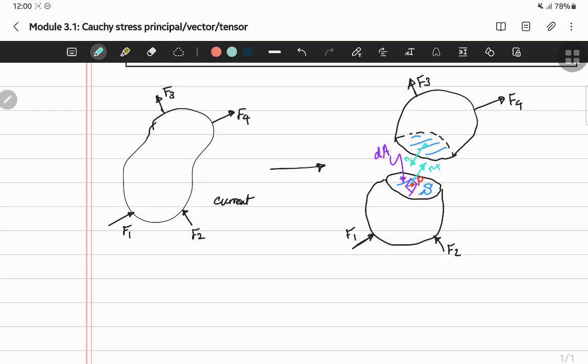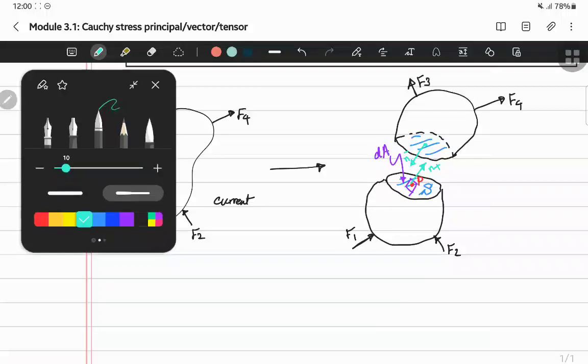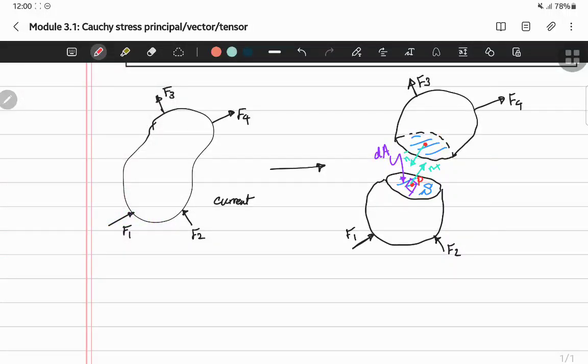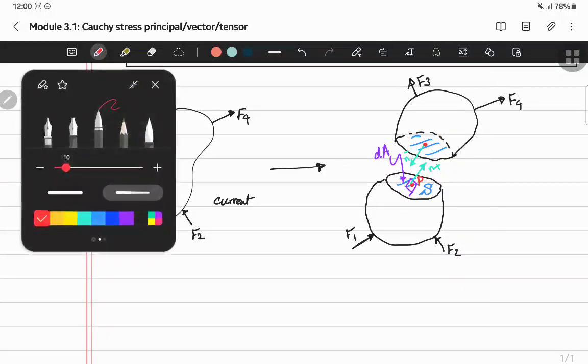Let's call this positive. This one is negative, or vice versa. You can put this as negative and this one as positive. We assume that this direction is positive. This direction is positive. All right. So let me say that we have the same point P in here.